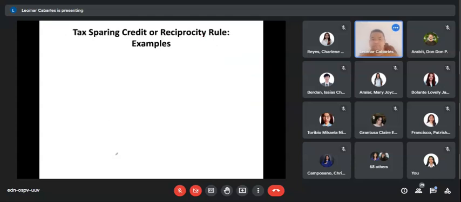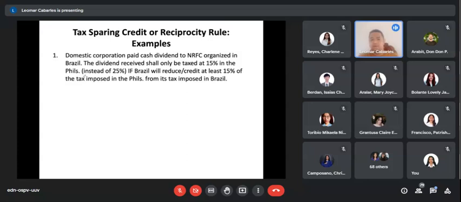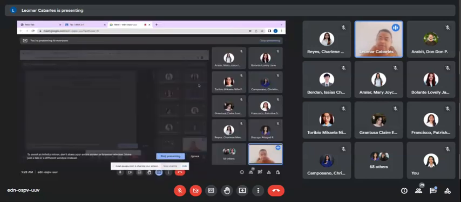I have here the examples para makita nyo. Merong domestic corporation, nagbayad ng cash dividend to non-resident foreign corp organized in Brazil. Okay? Ang dividend ay itatax lang ng 15% rather than the 25%. Okay? Kung si Brazil nire-reduce, okay, or tina-tax credit at least 15% ng tax imposed in the Philippines. Okay? Kumbaga, ang ibig lang sabihin ng class, no? Kasi generally, ang tax ay 25%. Pero if the other country ay tinatax at a lower rate yung dividend, then tayo naman sa Pilipinas, itatax din natin ng mas maliit na rate, and that is 15% as well.